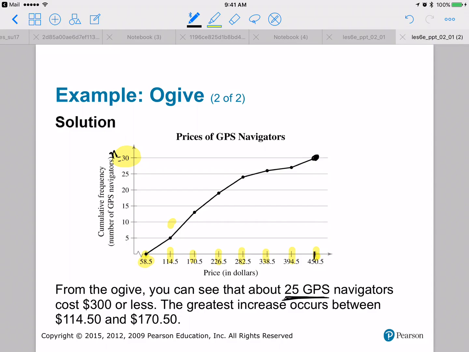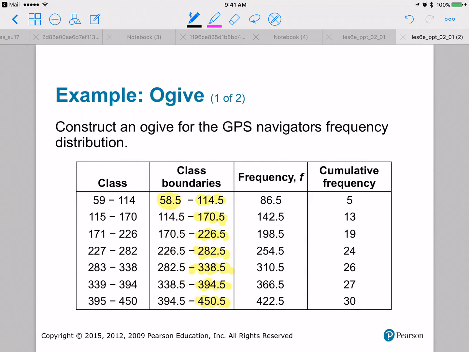So you can ask how many GPS navigators cost less than $300. So let me go down here and look, where's $300? Maybe here's 300. So maybe that's 300. And so I'm going to follow that up. I'm going to say, okay, 25. So when I add up how many are less than 114, there are 5. How many are less than $170.05? How many are less than that?